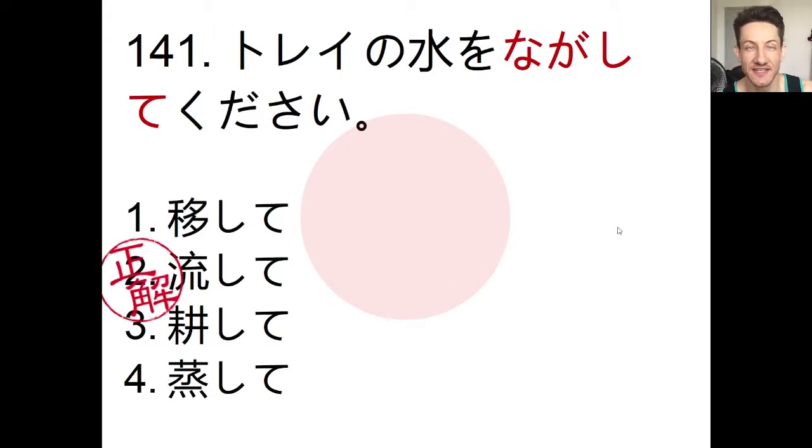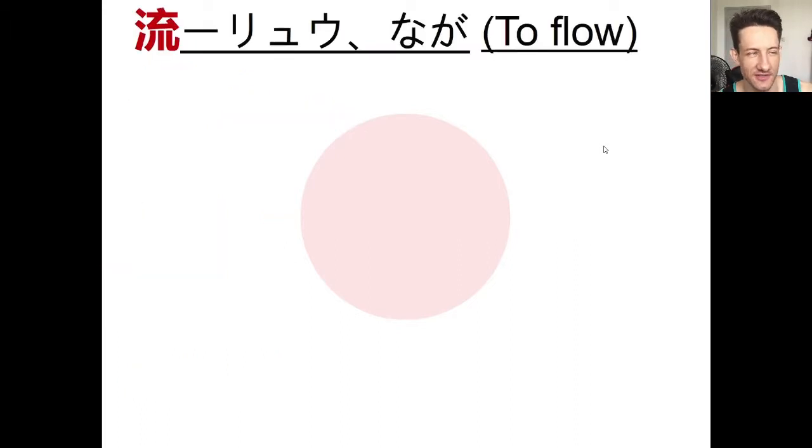Alright, so the answer is 2番です。トイレの水を流してください。So, 水を流す、トイレの水を流す means, to flush the toilet. So, please flush the toilet, is what this sentence says. And we're going to take a closer look at some of the characters that we just saw.